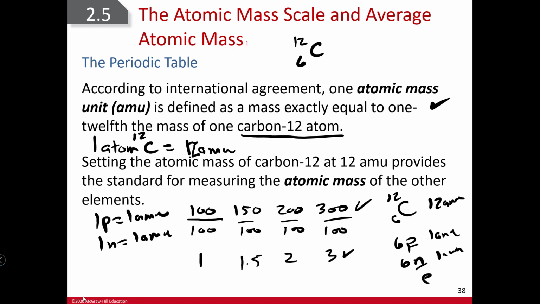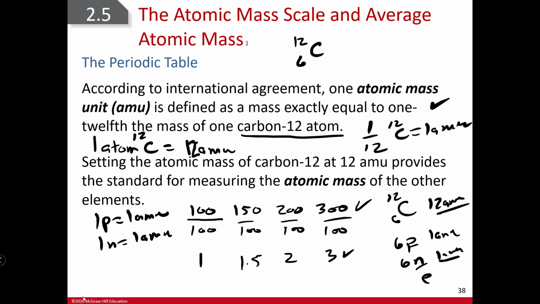I made a mistake right there. One atom of carbon-12 weighs exactly 12 atomic mass units. So we add this all up, we get 12 atomic mass units. So one atom of carbon-12 weighs exactly 12 atomic mass units. Or, another way to say it, and that's what this says up here, 1/12 of a carbon-12 atom weighs 1 atomic mass unit.